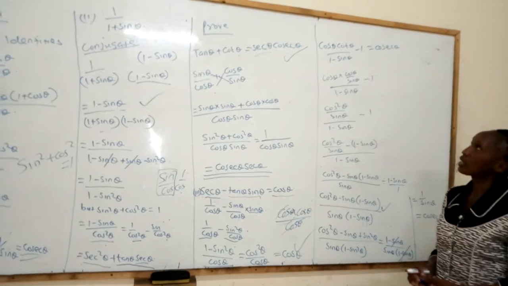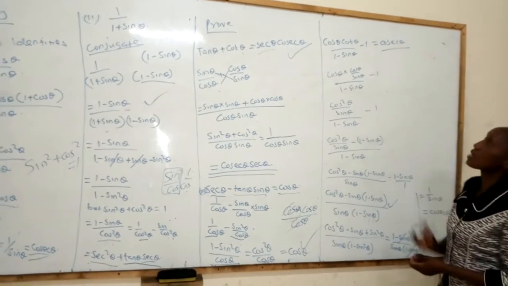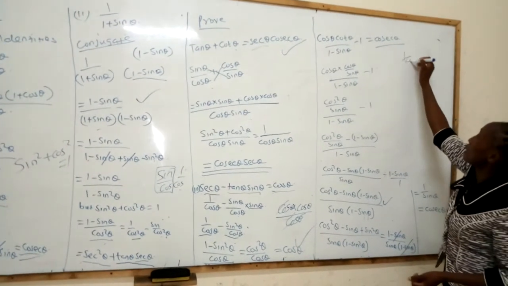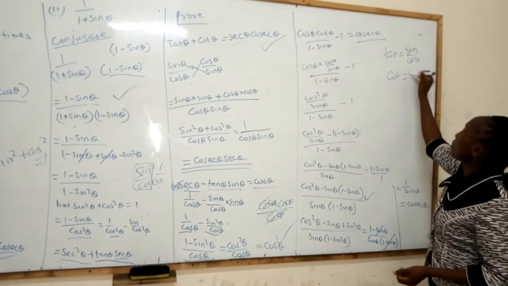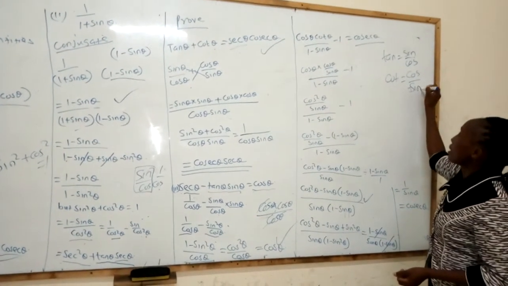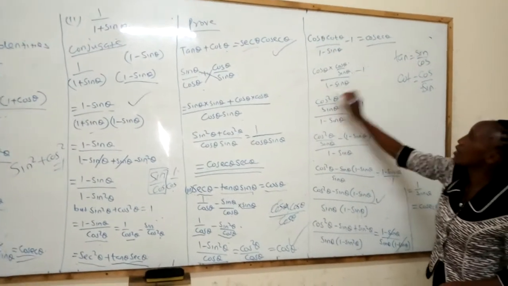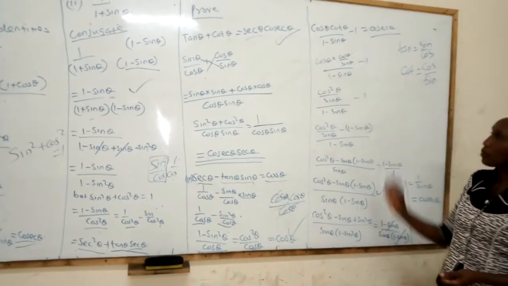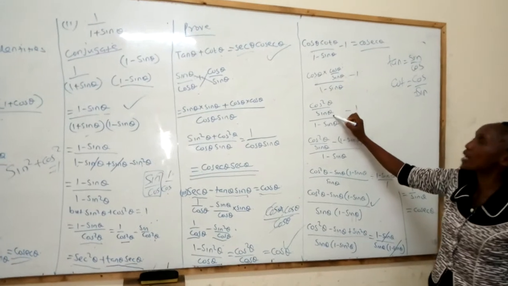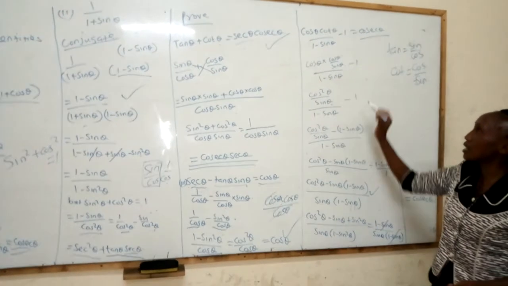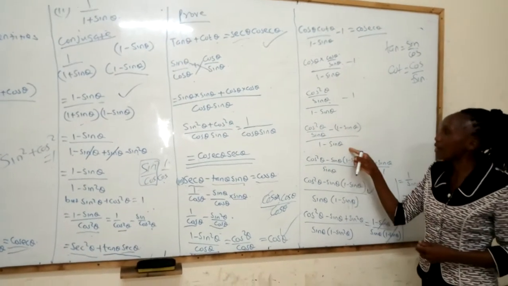You are given cos theta over 1 minus sine theta minus cot theta is equal to cosec theta. But you know tan is equal to sine over cos, and cot is the reciprocal, which is cos over sine. So we are going to say cos theta over 1 minus sine theta minus cos over sine. What will be our LCM? If you multiply this, cos times cos, that is cos squared. Our LCM is sine theta times 1 minus sine theta.